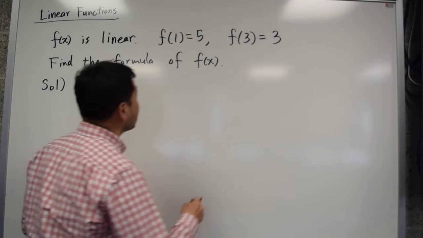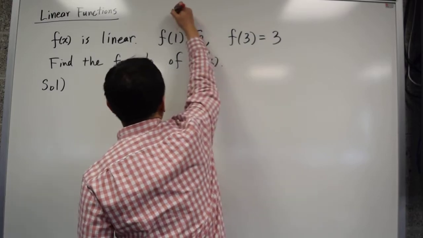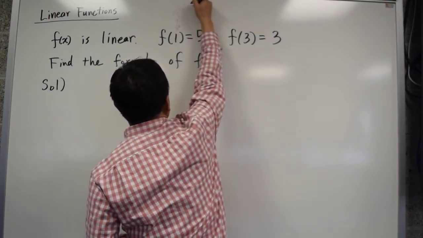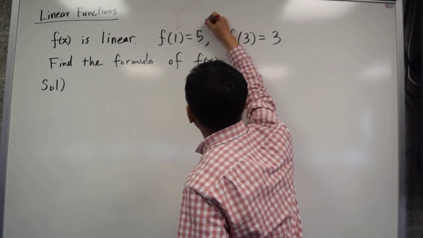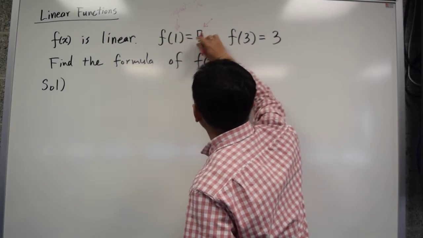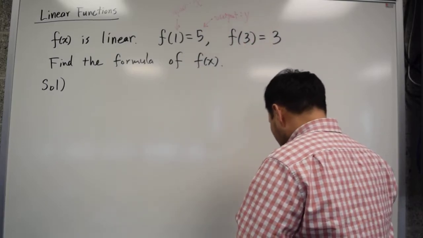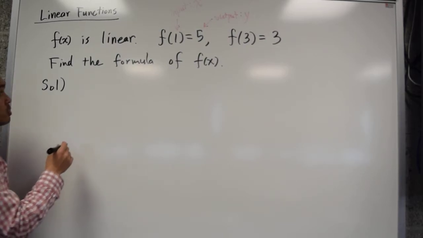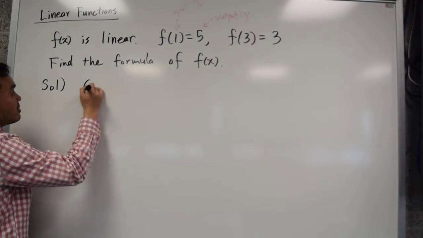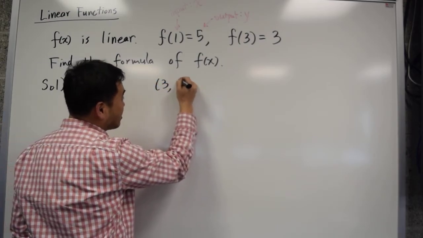The first thing you want to think about is you're plugging in something into f, right? So that's called your input. And that's your x, right? And when you plug in something, you get an output from the function. That's your output. And that's your y. So you have to reinterpret this given condition, which is f of 1 is 5 and f of 3 is 3. You have to reinterpret it as when x is 1, y becomes 5. And when x is 3, y becomes 3.